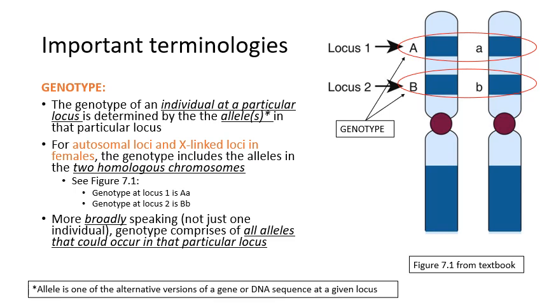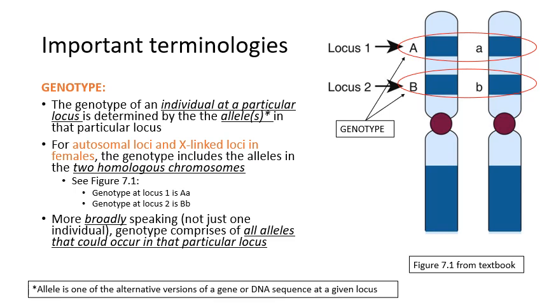So for autosomal loci, autosomal is the first 22 chromosomes, as well as the X-linked loci in females, the genotype includes the alleles in the two homologous chromosomes. Two homologous means these similar chromosomes. So if it's chromosome number 1, it's a maternal chromosome and the paternal chromosome, and the allele that they have on the maternal copy and the paternal copy together forms a genotype. So what is an allele? Allele is one of the alternative versions of a gene or a DNA sequence at a particular locus.